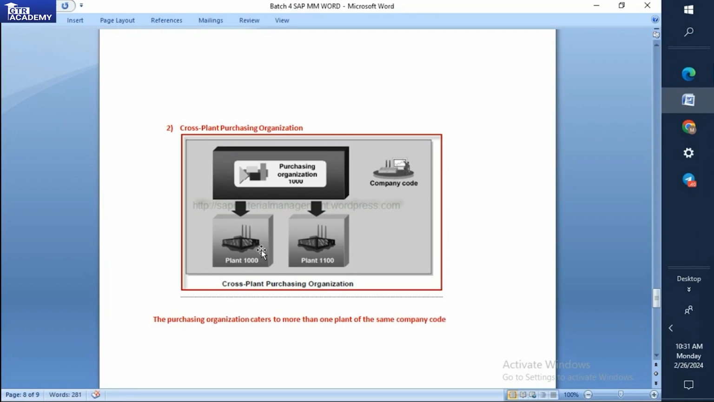Under one company code, you will have multiple plants. For those multiple plants, only one purchase organization is assigned. Whenever they procure the materials, they have to go through this purchase organization 1000 only, whether it is for plant 1000 or plant 1100 or other plants also. Just write these steps: company code, 2 plants, and 1 purchase organization. This is called cross plant purchasing organization.